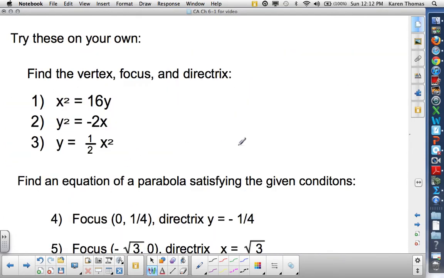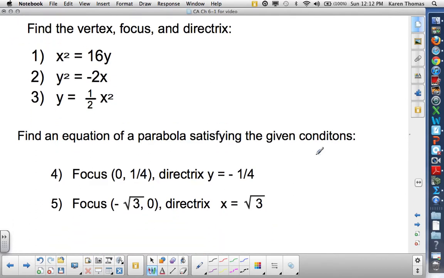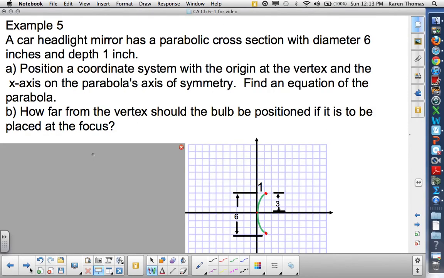So here are some you can try on your own. You have to graph these, find the vertex, focus, and directrix of these, and find an equation of a parabola satisfying these conditions. There are 5 problems for you to try on your own. When you're finished with those, let's move on to the word problems.